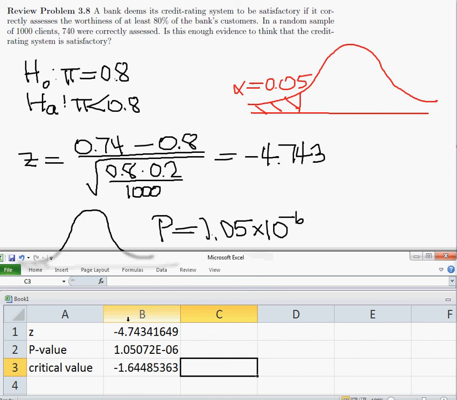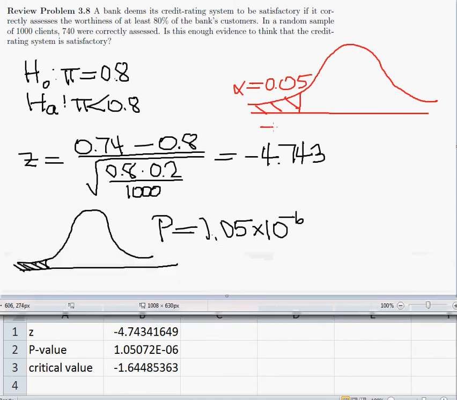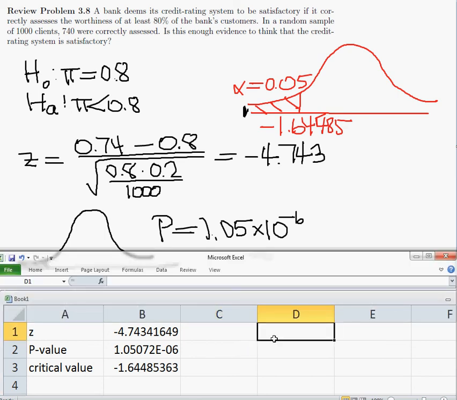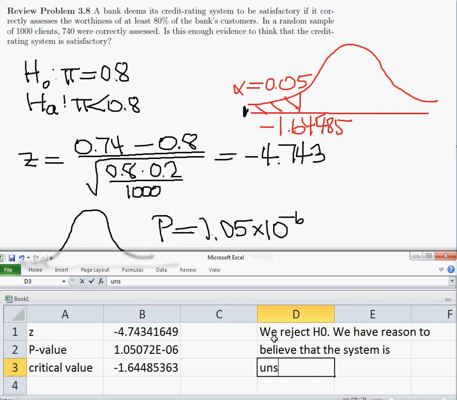So the critical value works out to be negative 1.6448. The test statistic z falls well inside of this rejection region, and so our decision is to reject the null hypothesis. We reject the null hypothesis. We have reason to believe that the system is unsatisfactory.